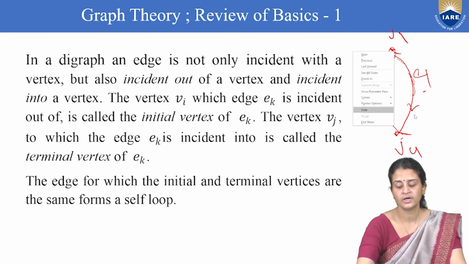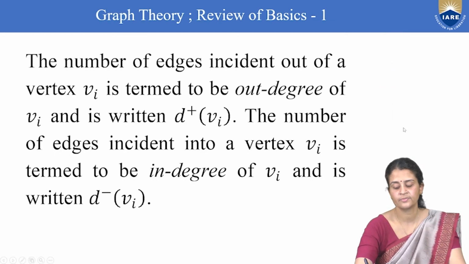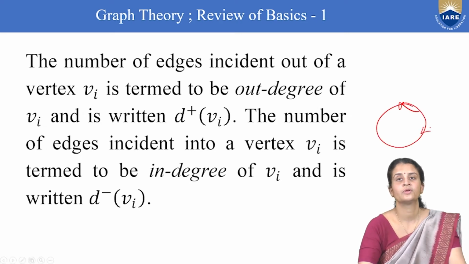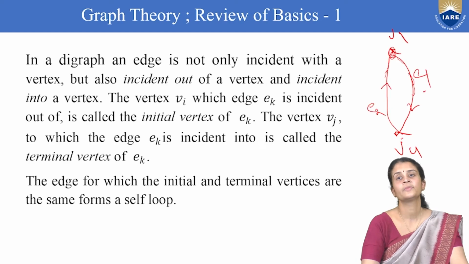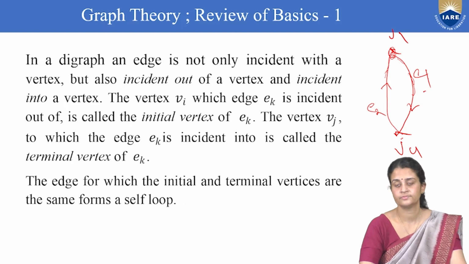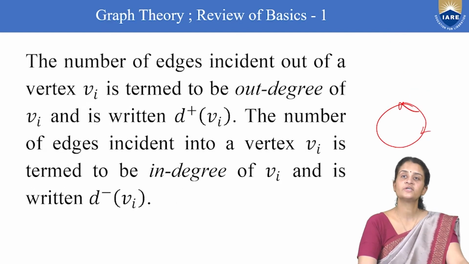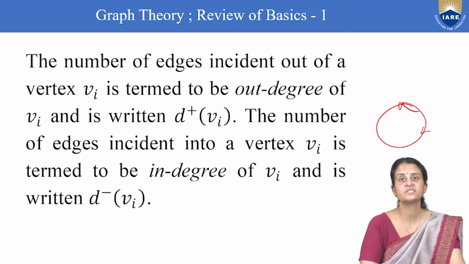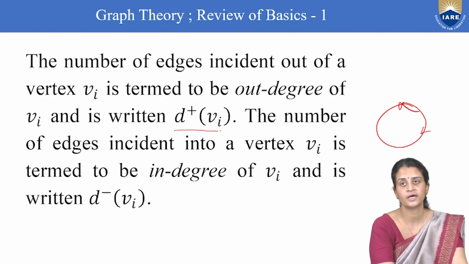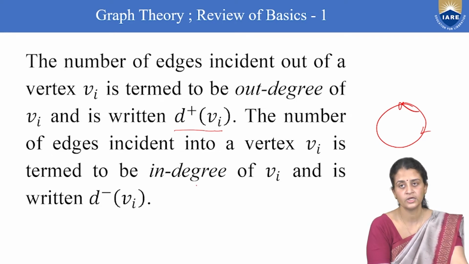If V4 was the vertex, and we had an edge like that, V4, V4, then it is termed a self loop, that is, an edge having the same endpoints. The number of edges incident out of a vertex Vi is termed the out degree of the vertex Vi, and it is written as d plus of Vi. The number of edges incident into a vertex Vi is termed the in degree of Vi, and it is written as d minus of Vi.